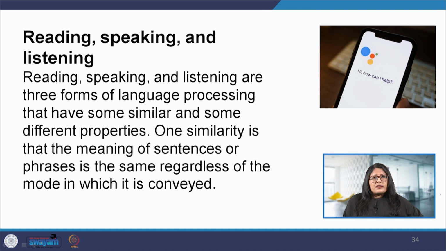Next we come to reading, speaking and listening. These are three ways in which we take in information. There are some differences between these three. Written language is permanent, and on the other hand listening is temporary unless we record it. This is very important in today's time when we are on so many social media platforms and people are writing, responding. Written text is very difficult to take back as compared to when we say something.